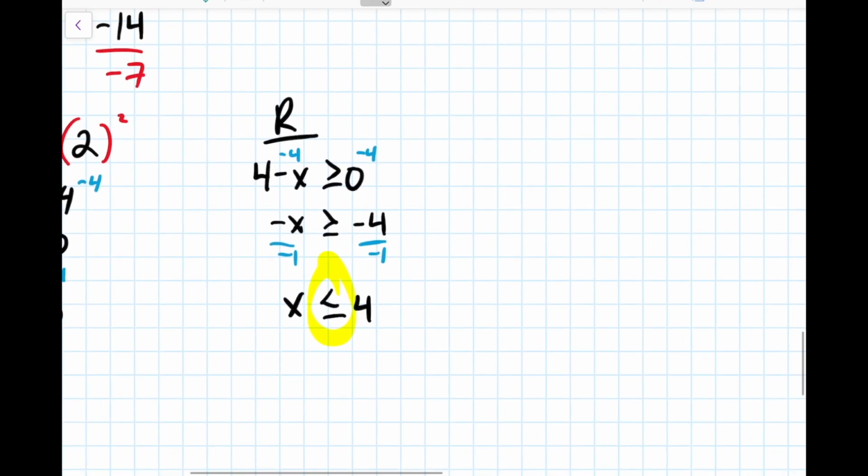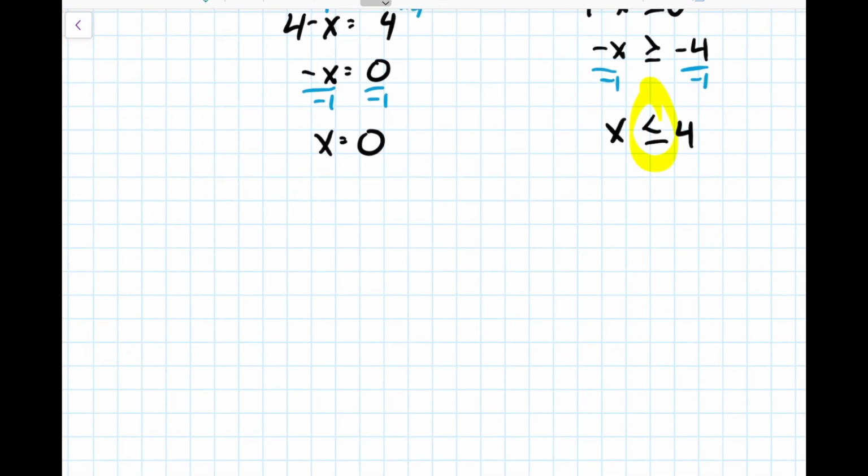Or you could have done that a slightly different way. You could have also, if you had 4 minus x greater than or equal to 0, you might have started by just adding x on both sides, which would get you that 4 is greater than or equal to x, which works out to the same thing. So you can be strategic about it, move things in ways that make things a little bit easier. It's up to you.